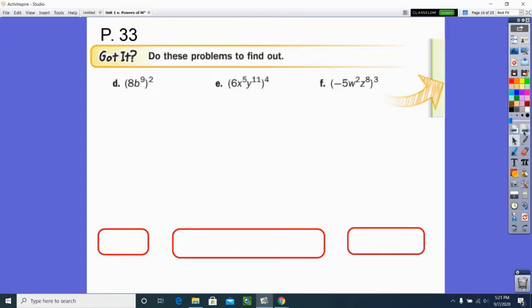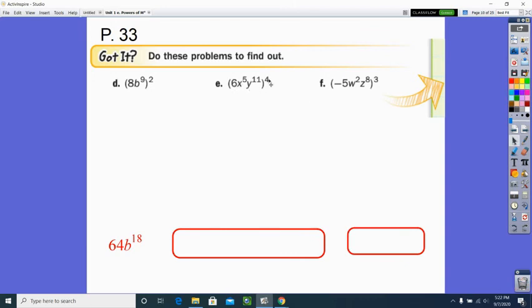Okay, guys, your final chance here to try these. I think there's one word problem at the end, but I'll pause the video and see what you can do with D, E, and F. So in D, you would have had 8 to the 2nd power. He gets the squared, which is 64, 8 times 8. And b to the 9th to the 2nd would be b to the, and don't forget to multiply, 18.